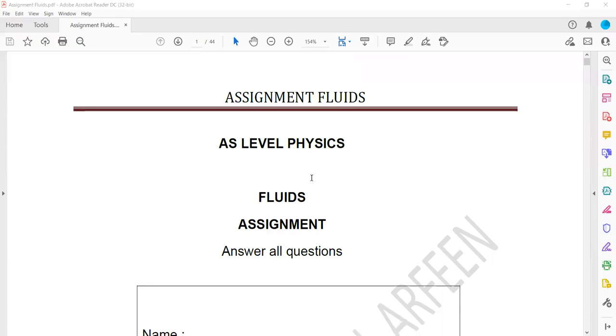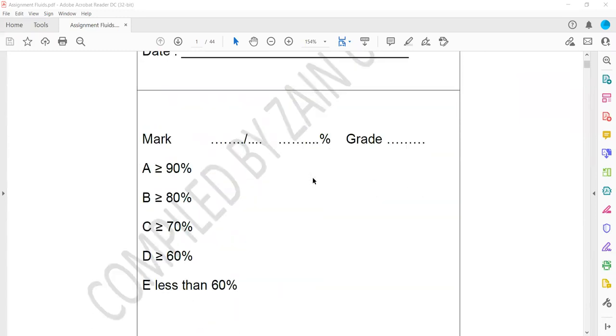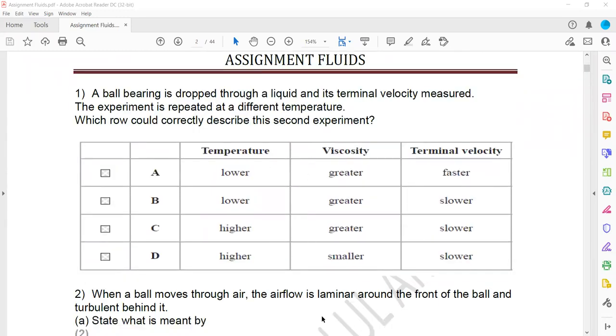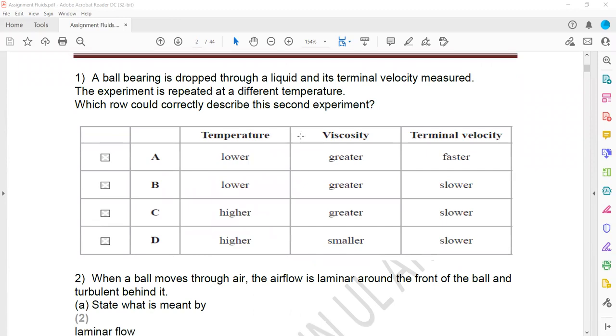So this topic is related to fluid. A ball bearing is dropped through a liquid and its terminal velocity is measured. Terminal velocity means when there is no resultant force, the object will move at a constant speed, and we call that terminal velocity.